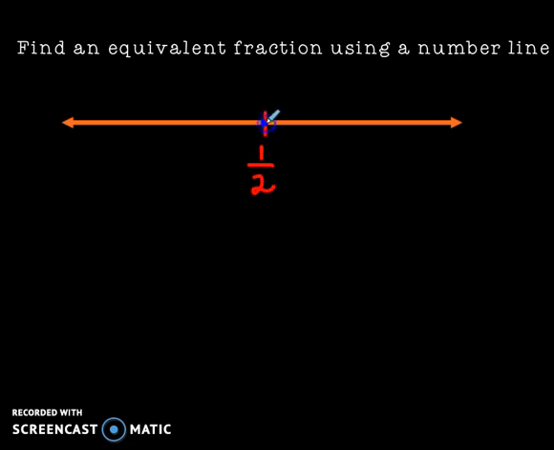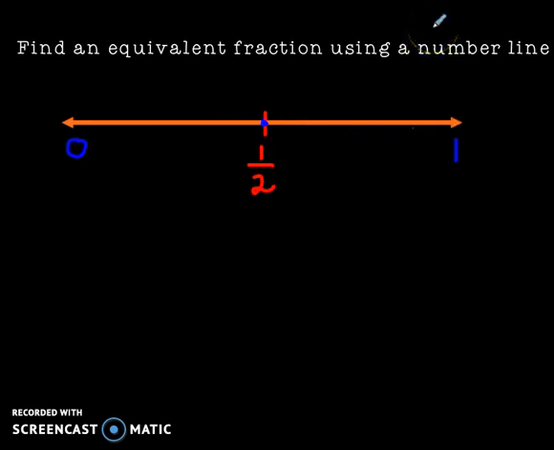This is my halfway point between 0 and 1 whole. And it could be, again, 1 whole cookie, it could be 1 pizza. This is just a model representing 1 whole. Here's where half falls on my number line. How many parts are there? 1, 2. So this is 1 part right here out of 2 possible parts.